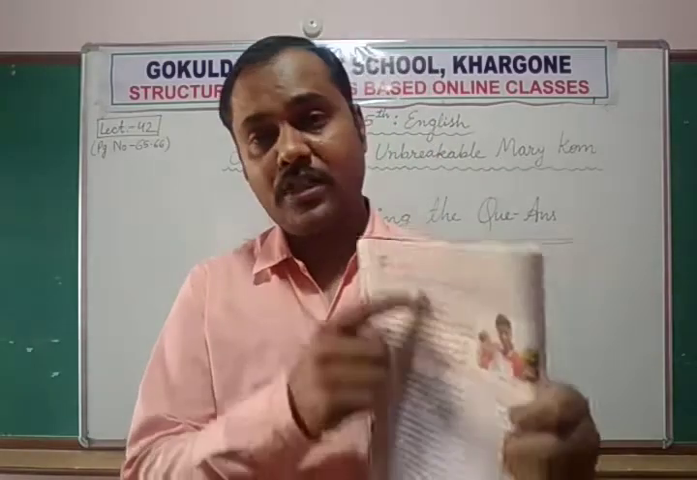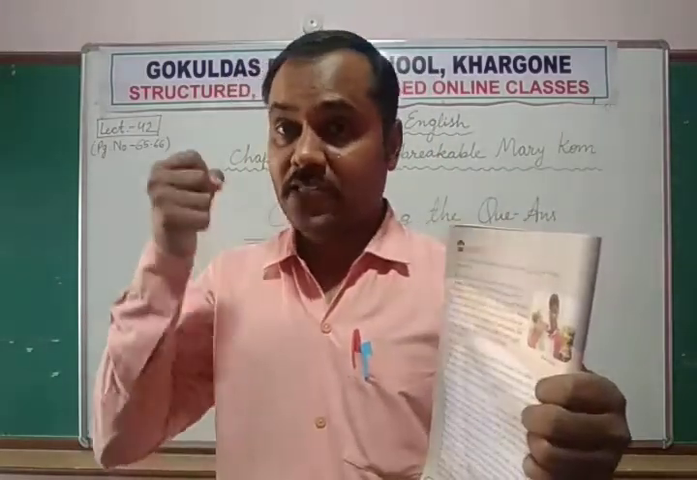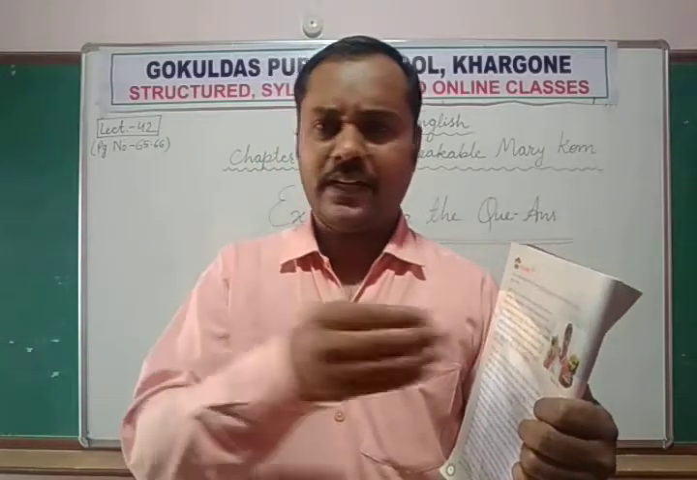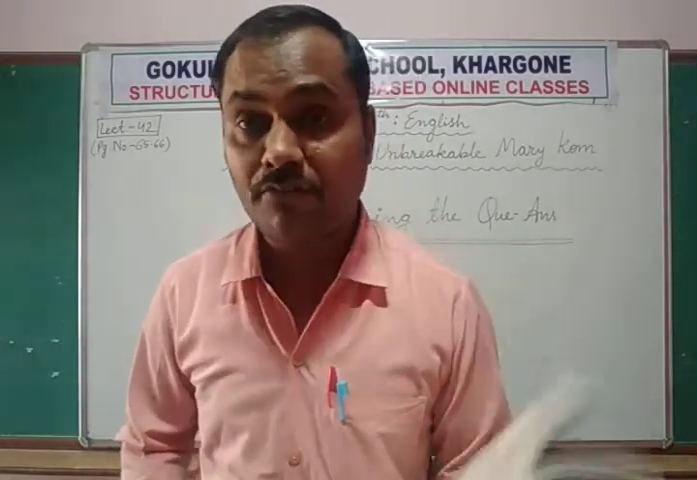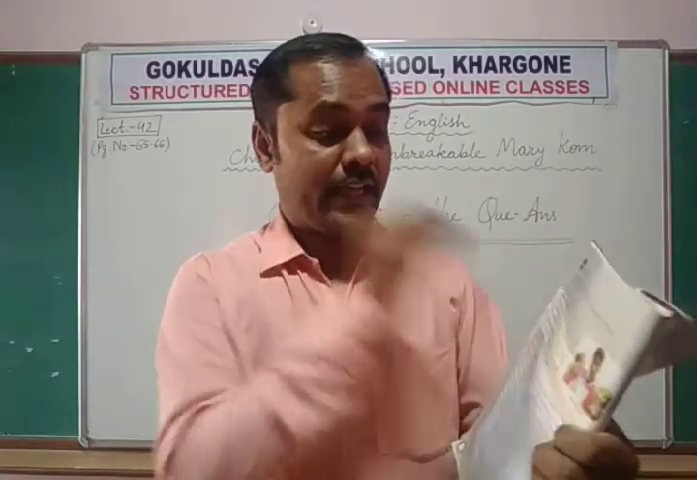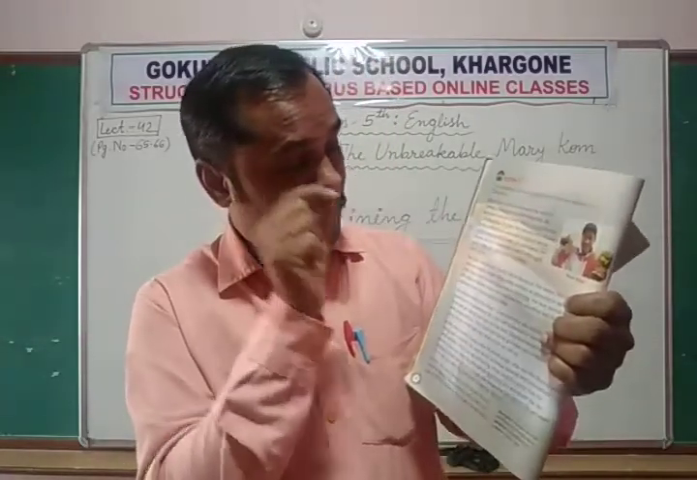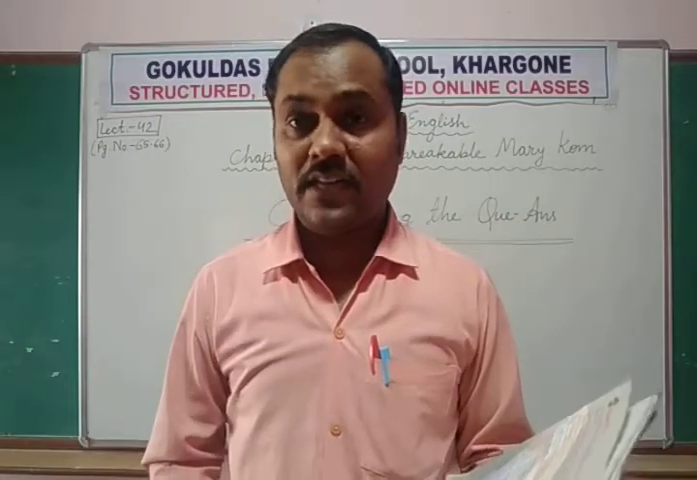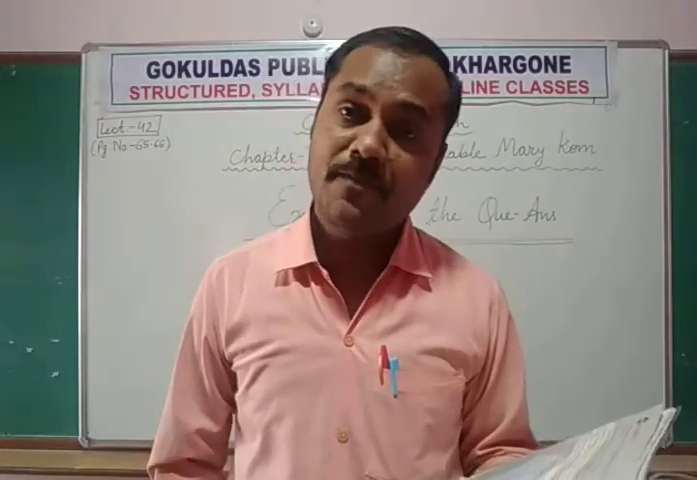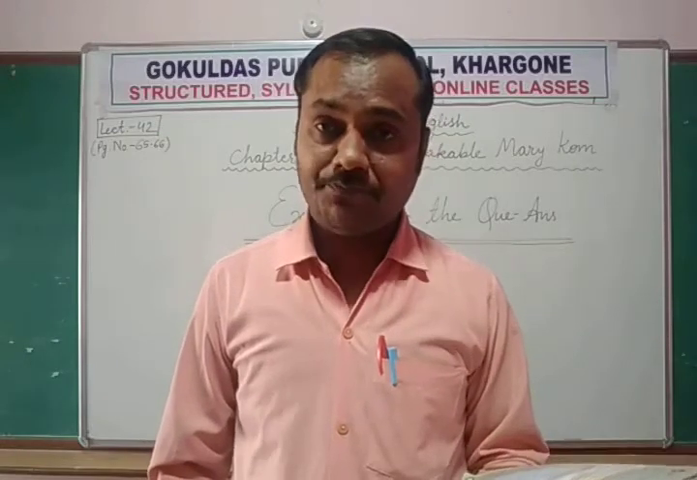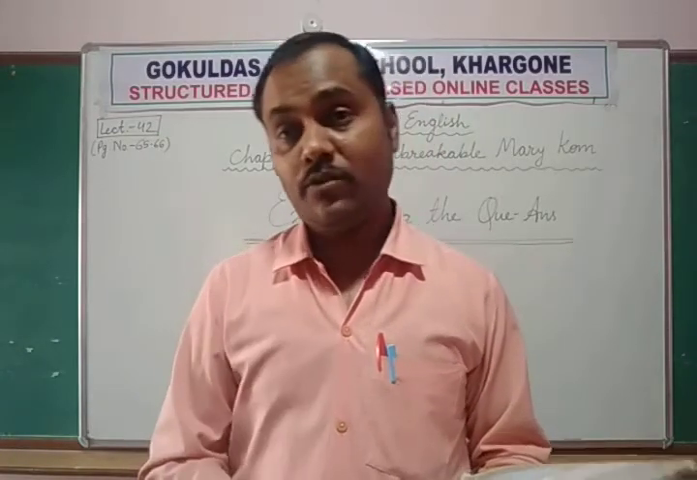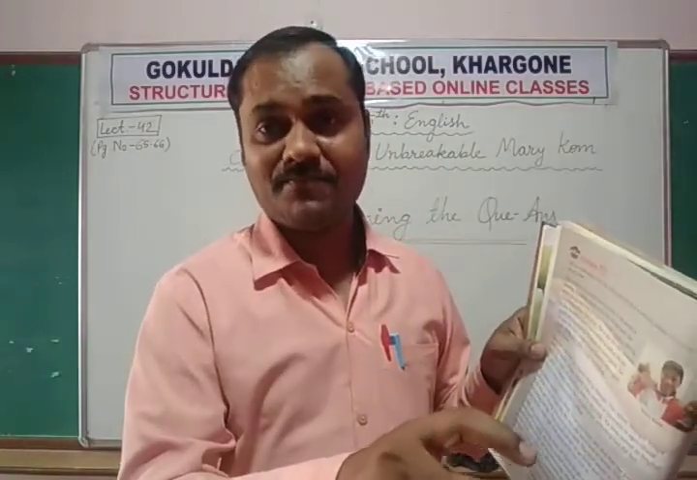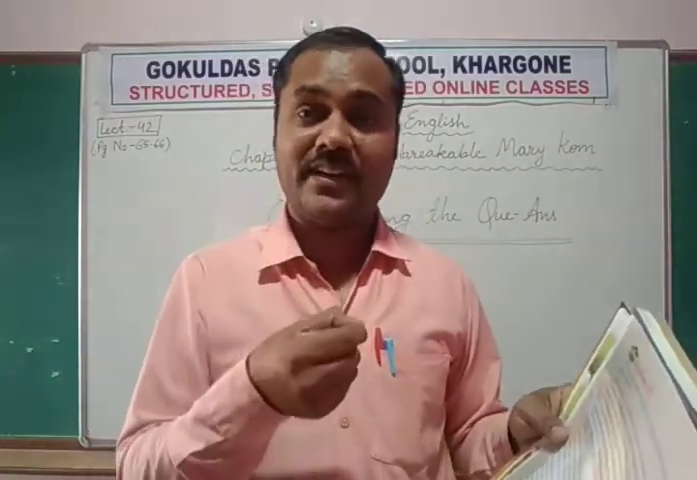Now, out of this paragraph, you need to select some lines. 3 lines, 4 lines. Within 3 or 4 lines, you will need to give the introduction of her. So you can take 1 line from here, then 1 line from here, then 1 line from here. Then you can make 3-4 line answer to complete the introduction of Marry Kom. So you need to prepare it by yourself. You need not to write the full paragraph in the answer. You need to select some important lines.